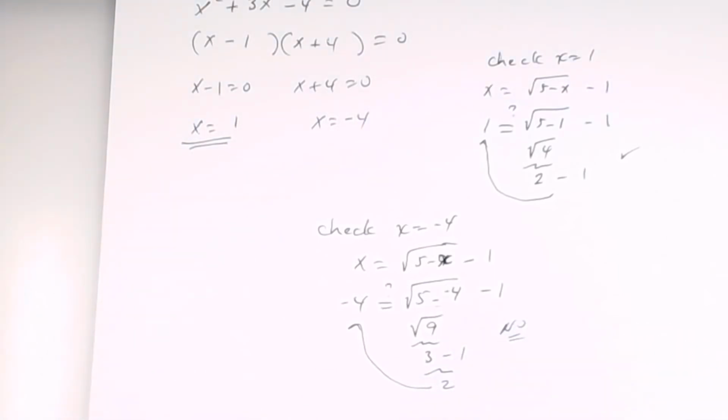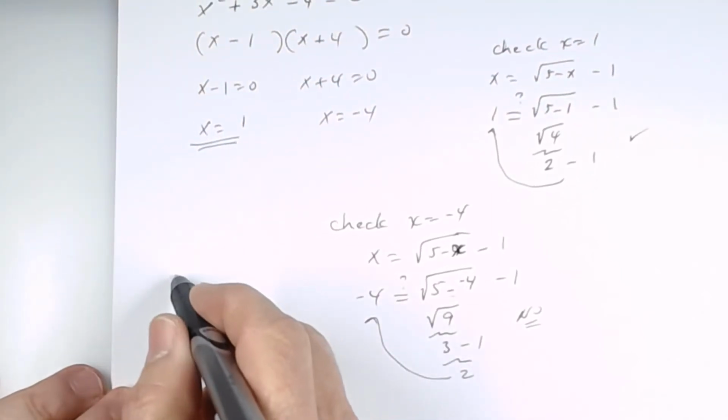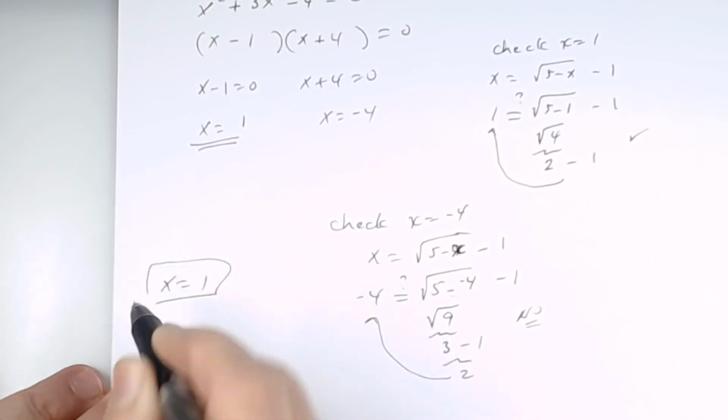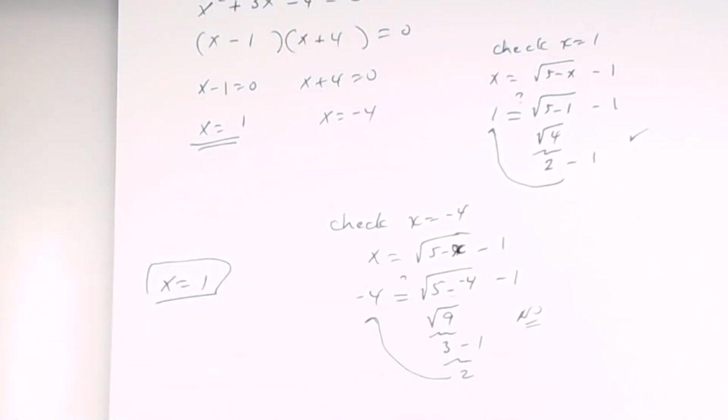So x equal negative 4 is not a solution. It's actually what kind of solution? Extraneous solution. So it's a false solution. So in the blank, what's the only solution to the original? 1. So x equal 1 is the only solution. Okay?